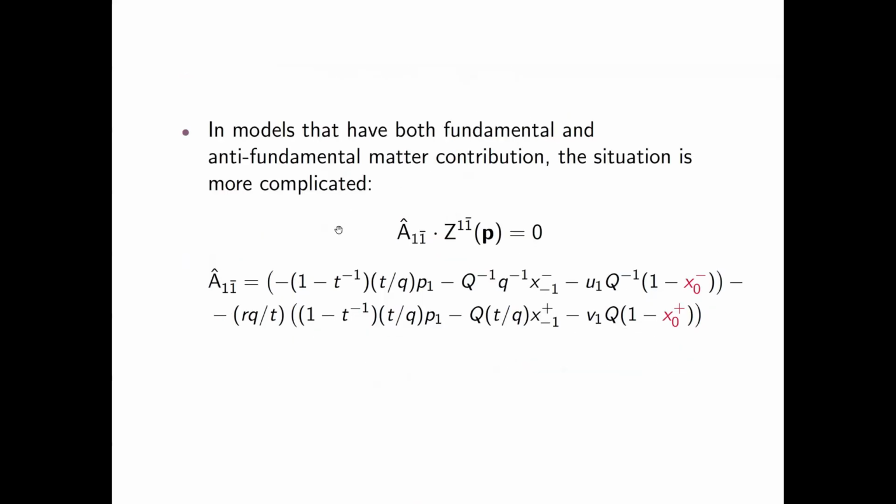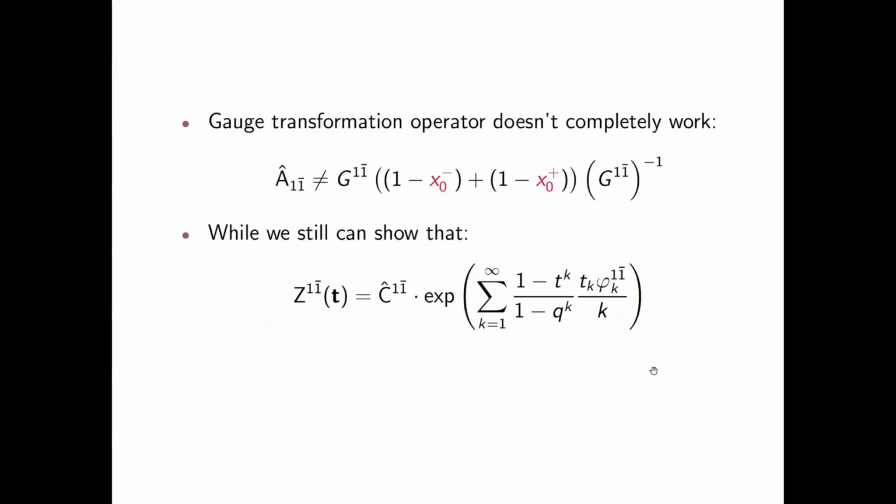Okay. Since I have to wrap up, I have a few things that I have to skip, but that's fine. There are some things that we don't understand fully yet when we have both fundamental and anti-fundamental matter contributions, because the operator that annihilates the partition function now has both. Sorry, this should be T. It now has both x0 minus and x0 plus. But since I didn't get into details, that doesn't really say anything. Anyhow, we can still show that everything works for the partition function at least.